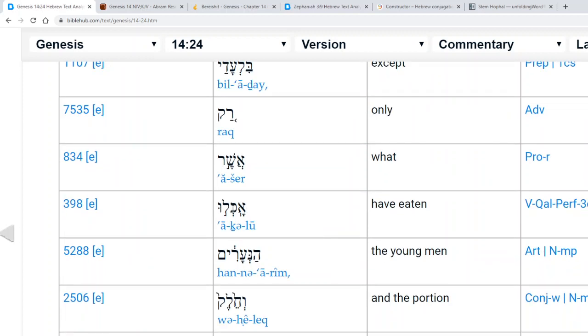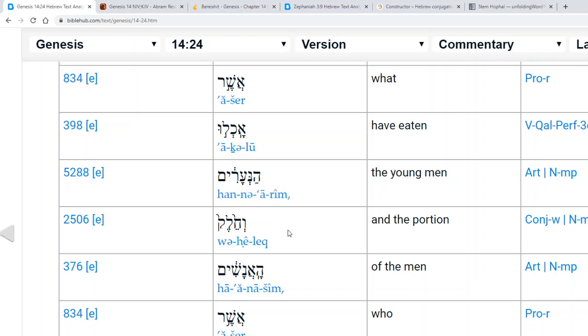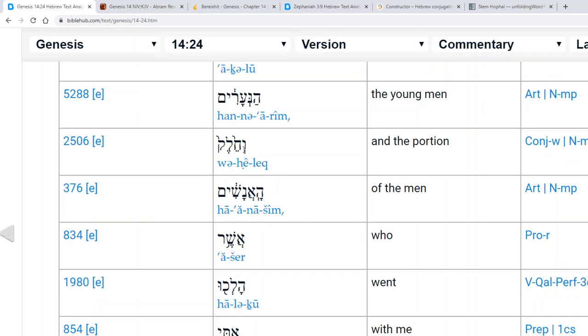Achlu, aleph chaf lamed, to eat is the root here. It's in the perfect third person common plural: they ate. Ha ne'arim: article hey, na'ar means young man, and it's used several times in the Bible, including referring to Isaac. And na'arim is the plural, the young men. V'chelek ha'anashim: conjunctive vav, chelek is the portion.